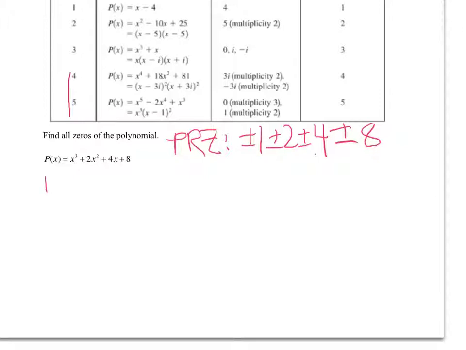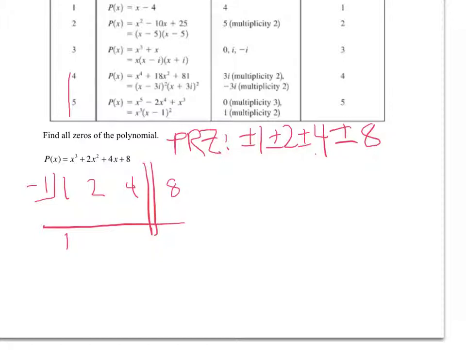So first we'll try 1, the coefficients 1, 2, 4, and 8. And we see that it's not going to work because no matter what happens, I'm always going to get positive numbers. I'm just adding positive numbers all the time. So I know that none of these positive ones are going to work. So let me just try negative 1 instead.